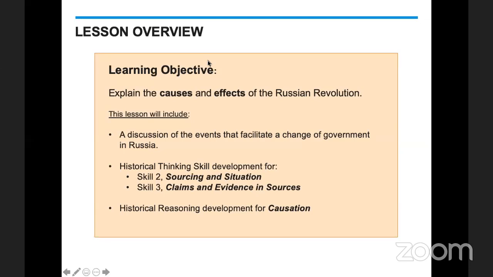There are going to be a couple points where we're going to pause and make sure that we're developing these historical thinking skills. The two that we're going to be working on today are skill 2, sourcing and situation, and skill 3, claims and evidence and sources. And so when we do get to those two skill development areas, if you have pencil and paper out, that'll be a great place for you to jot down some ideas and some thinking for that skill development. And then the overriding reasoning skill that we're working on today is causation, cause and effects of the Russian Revolution.